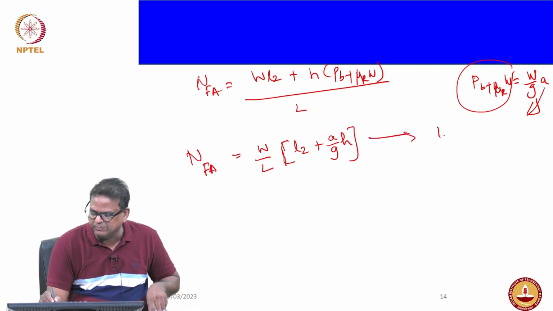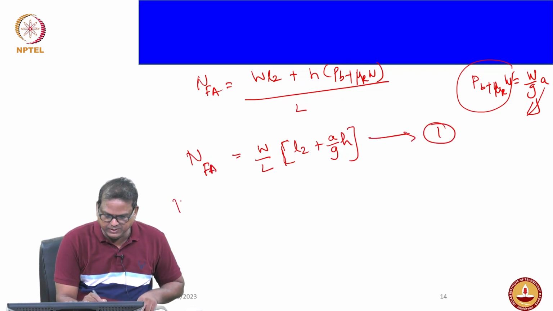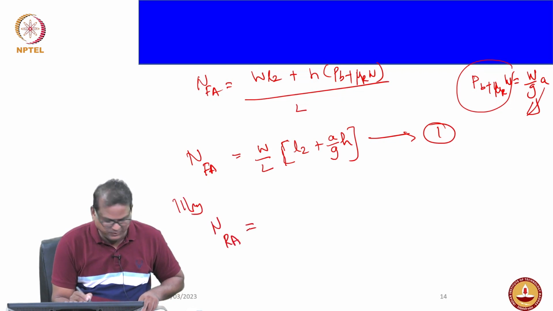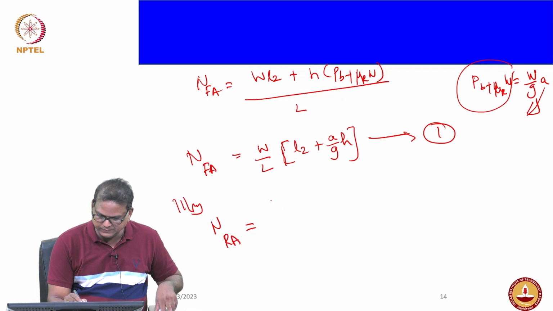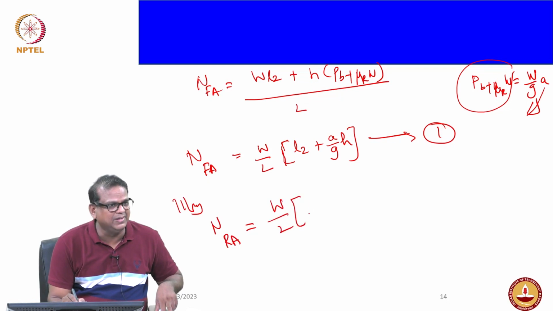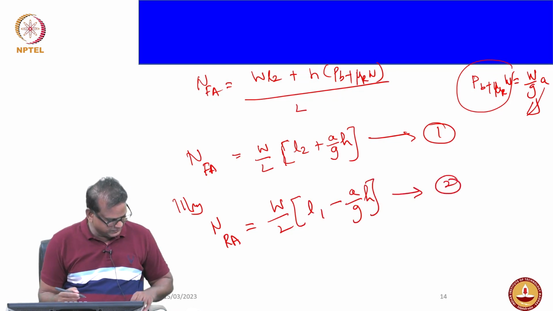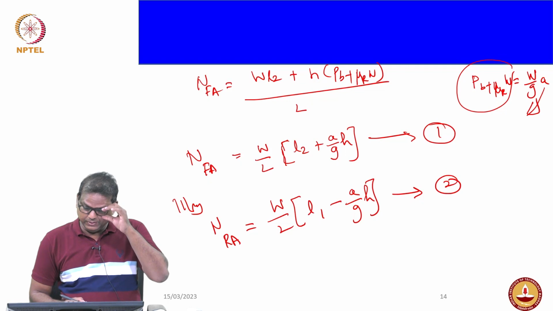This is the equation for NFA. We will take it as equation number 1. Similarly, NRA, what do you expect NRA will be here? WL, L1 minus A by G H. This is equation number 2. So this is the way we do that, yeah.